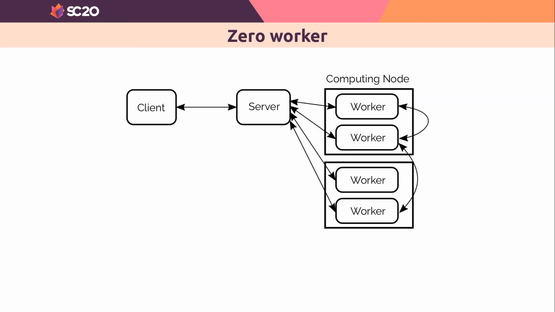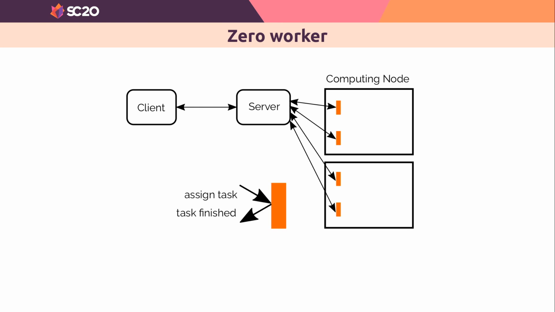To further quantify the exact overhead difference between RSDS and Dask, we have created a special implementation of the Dask worker that we call zero worker. The zero worker immediately finishes any task that arrives to it. With this zero worker, we can simulate infinitely short tasks, which allows us to measure the pure overhead of sending a task through the Dask cluster.